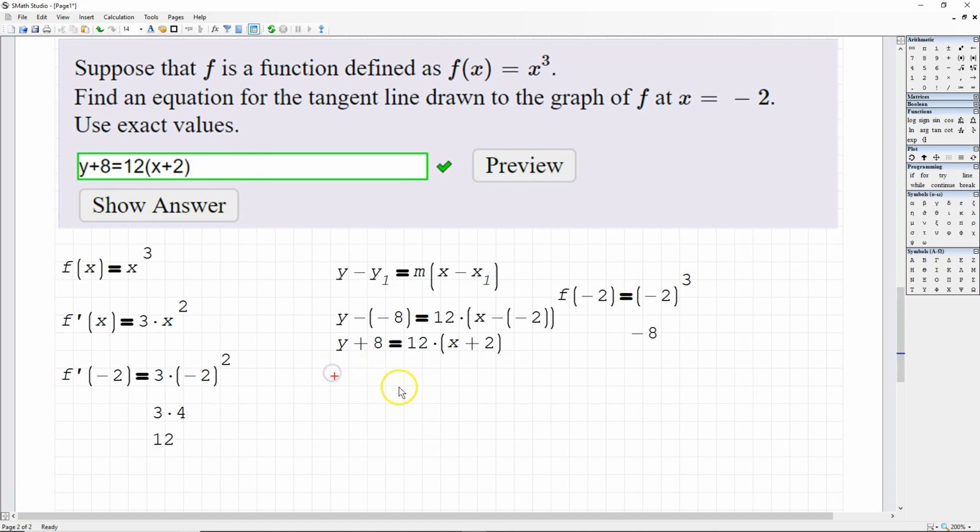For those of you who might be asked to bring this into the y equals mx plus b form, you can proceed as follows. So you can subtract 8 from both sides and then distribute the 12. So in other words, it's going to look like this at first. Y plus 8 equals 12 times x, which is 12x. 12 times 2, which is 24. So let's distribute the 12 to each term inside the parentheses and subtract 8. So y equals 12x plus positive 16. And that's it for this one.